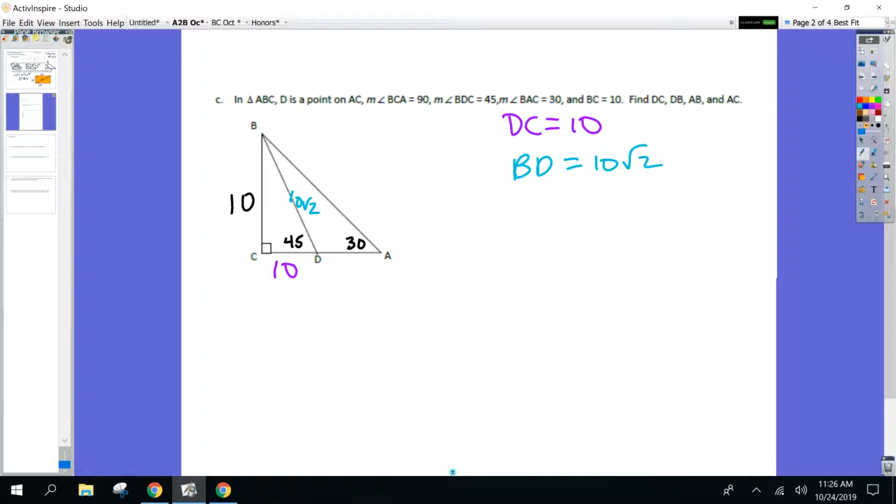What's the relationship between those two? Go back and look: the side across from 30 and the hypotenuse. What do I have to do with that smaller side to get to the hypotenuse? Times it by 2. So 10 times 2? 20. What side up there is going to be 20? AB will be 20.